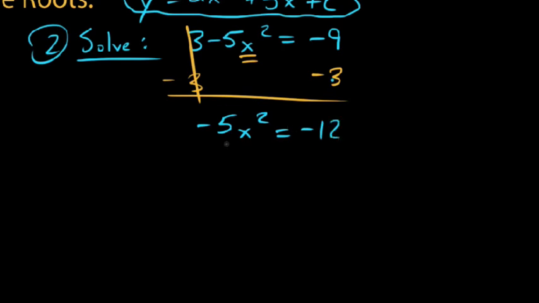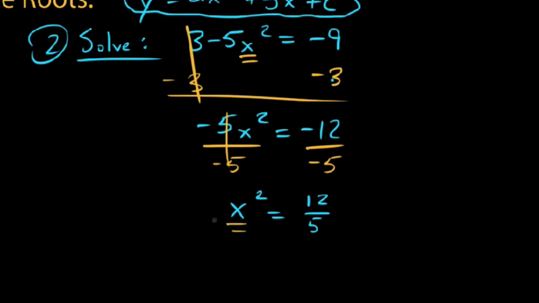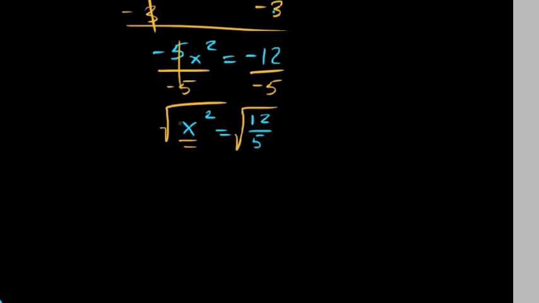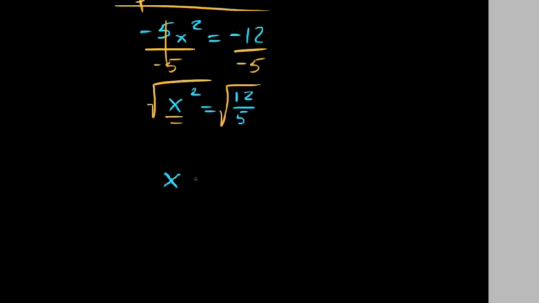So now, moving right along, we need to divide by negative 5 to get this x squared by itself. Divide by negative 5. So we end up now with x squared being equal to positive 12 fifths. Now, to undo the squared, since we've isolated the squared thing, we're going to take the square root of it, and that's going to undo the squared. So we get just x now, and x equals plus or minus the square root of 12 fifths.